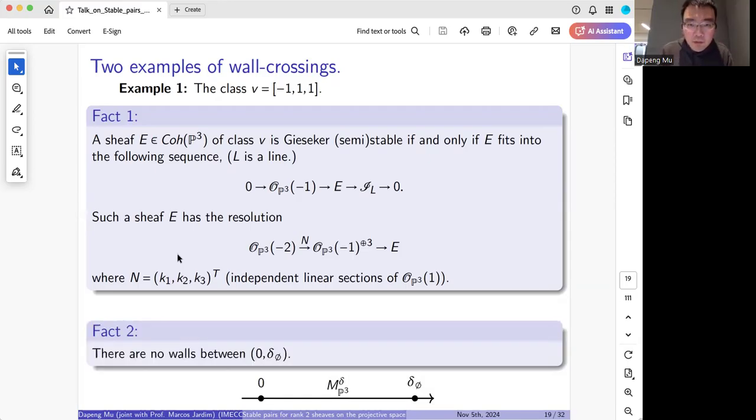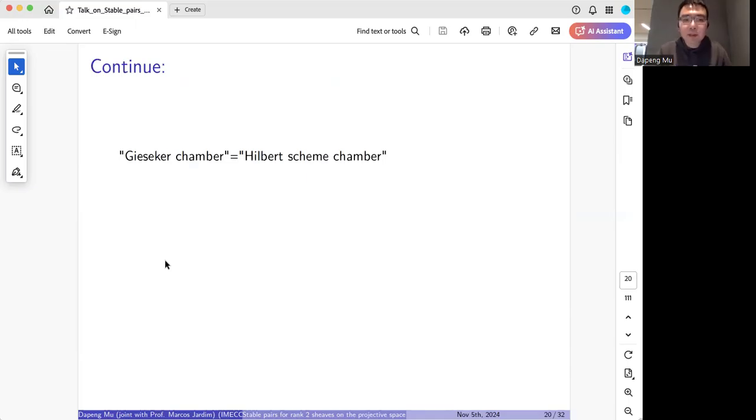I think I didn't write it here. This resolution tells us the moduli of Gieseker semistable sheaves is a P3, because E is in one-to-one correspondence with the zero locus of the three sections. E is in one-to-one correspondence with the points in P3, so the moduli is a P3. The second fact is there are no walls between 0 and the collapsing wall, so there are no wall crossings. This means that the Gieseker chamber coincides with the Hilbert scheme chamber.